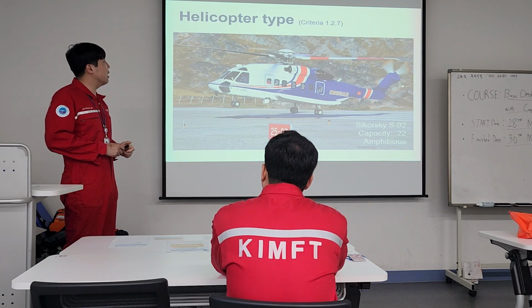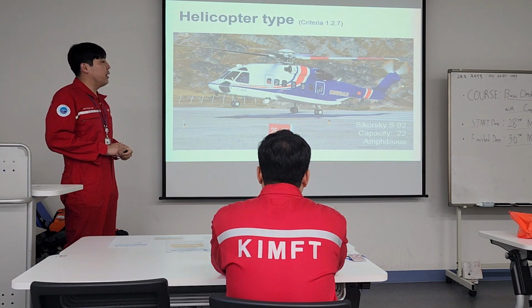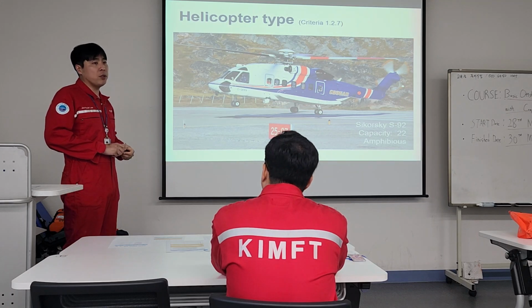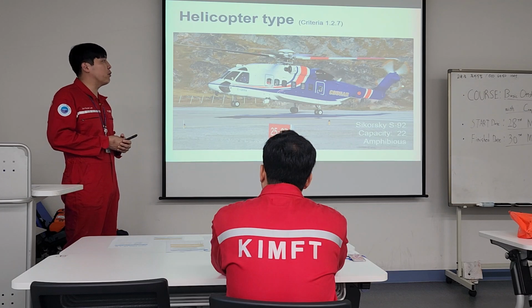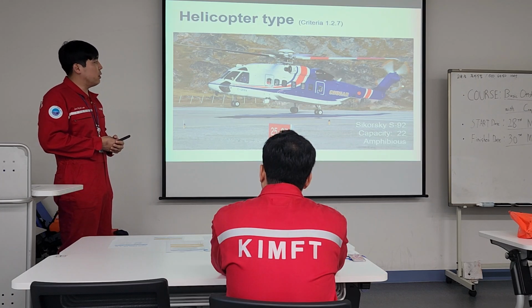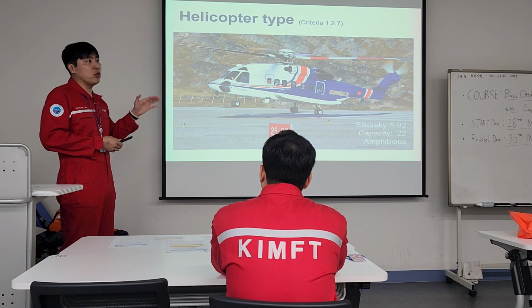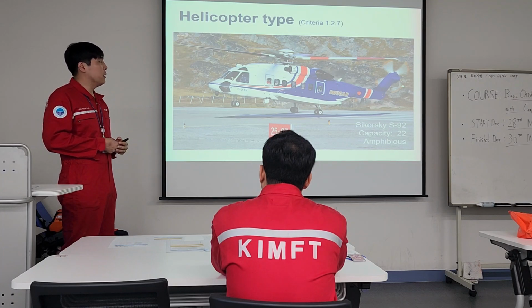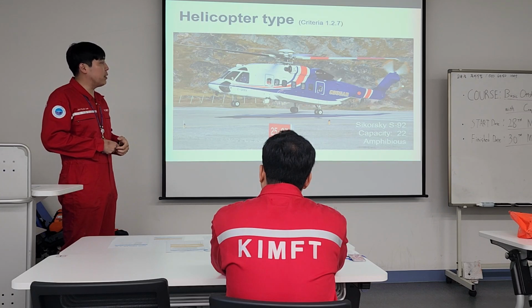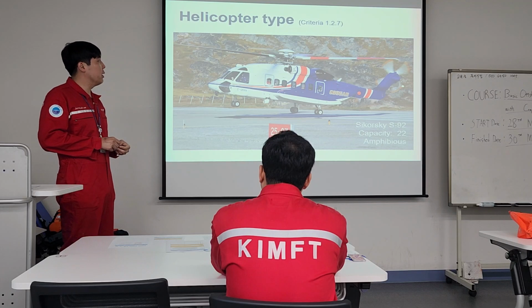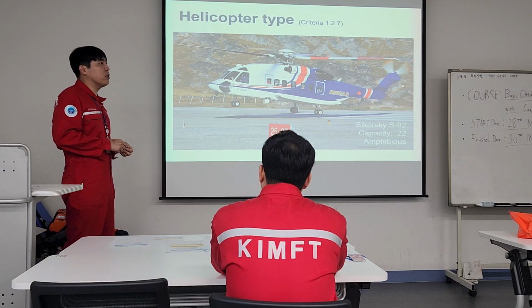Okay, next one is the type of helicopter. Actually, the offshore industry uses a lot of helicopters, and that will be different according to the country. The first picture is the Sikorsky, made in USA, S92 model. This is a big helicopter. The other helicopters have almost the same features.